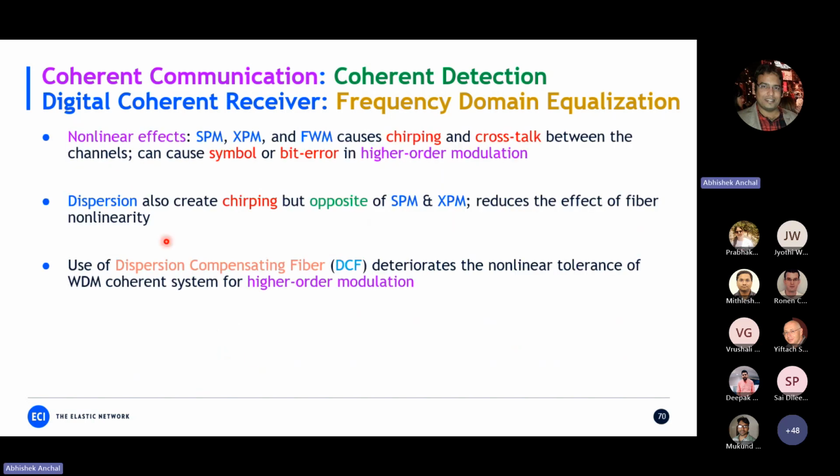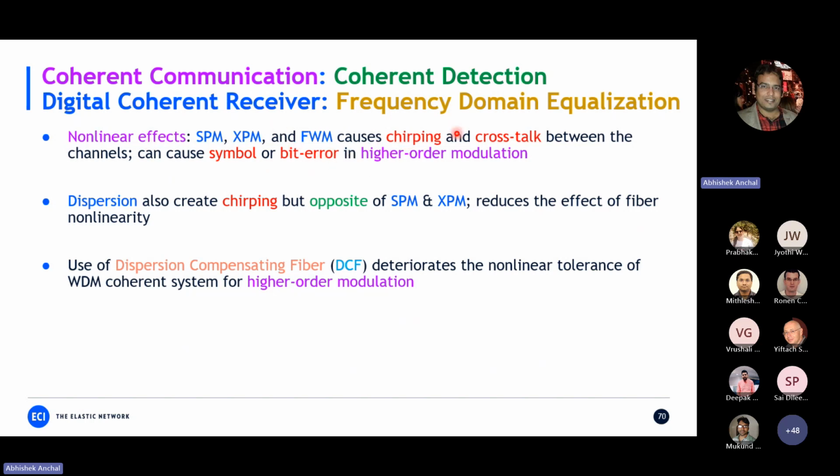But what affects much is the nonlinear effect. Nonlinear effects, we have done a separate session before, on all of these effects: what is SPM, XPM, four-wave mixing, etc. And these all cause chirping and crosstalk between the channels. And because of these nonlinear effects, you have symbol rate error or bit error present in higher order modulation.